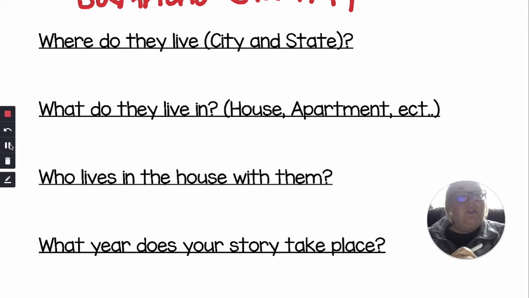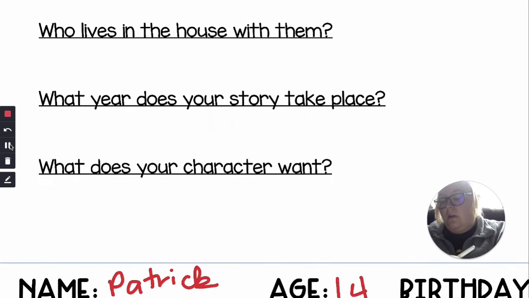What do they live in? Do they live in a house? Do they live in an apartment? Do they live in a townhouse? And then who lives in that house with them? So do they live with both parents? Do they live by themselves? Do they have a roommate? Who lives in that house? What year does your story take place? And then the last question, what does your character want?